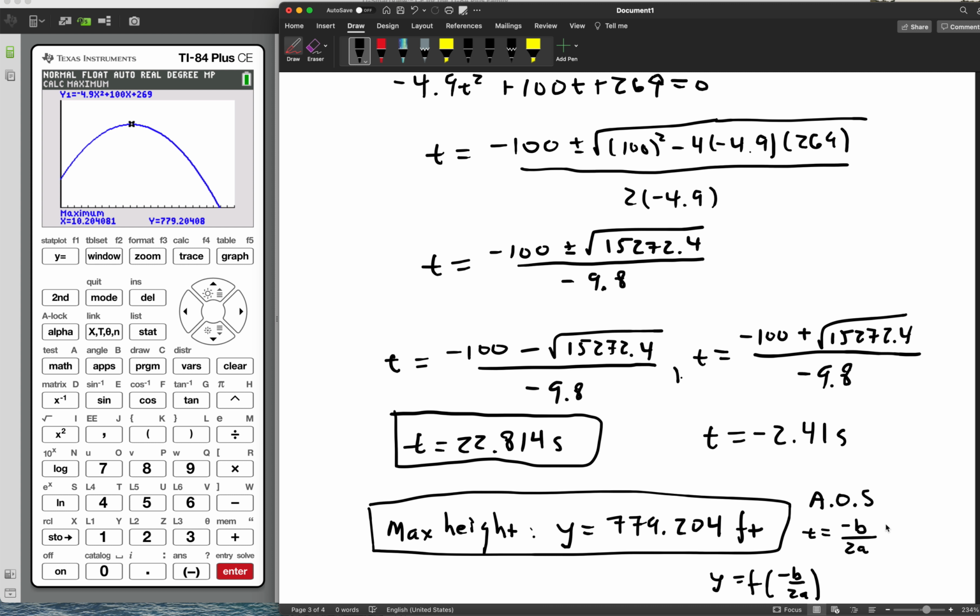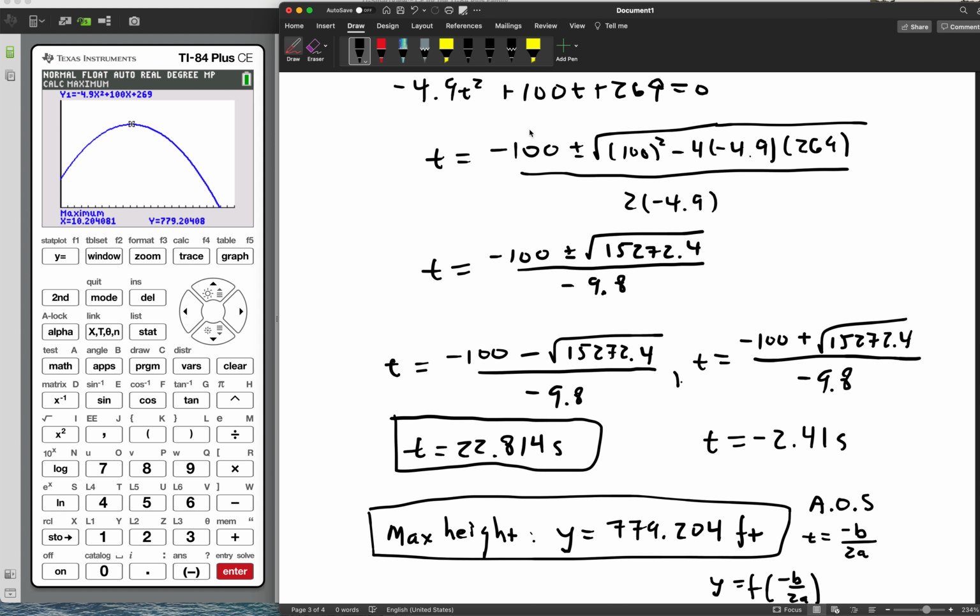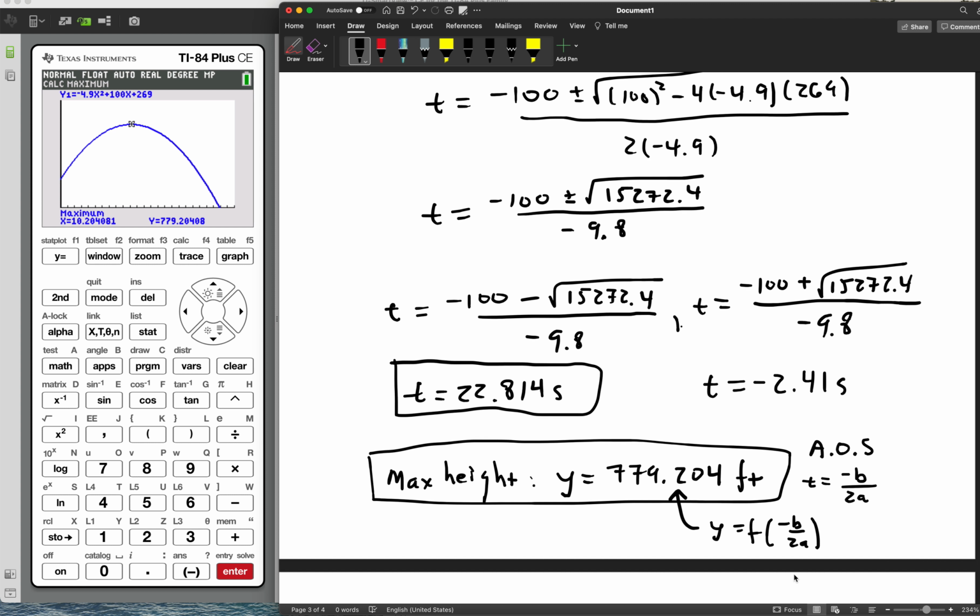So you just use the coefficients up here. B would be 100, so it would be negative 100 over negative 9.8. And then you compute f of this. You evaluate the function. And you should get the same exact y value. On a test, it'd be best to do both, that is, check using your calculator, but also by computing the axis of symmetry and f of the axis of symmetry.